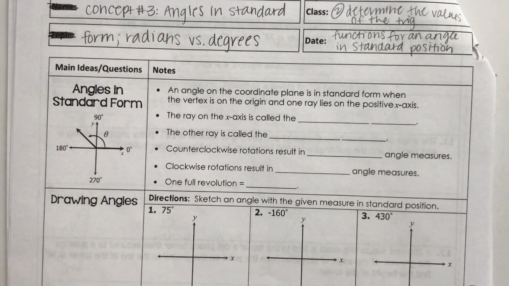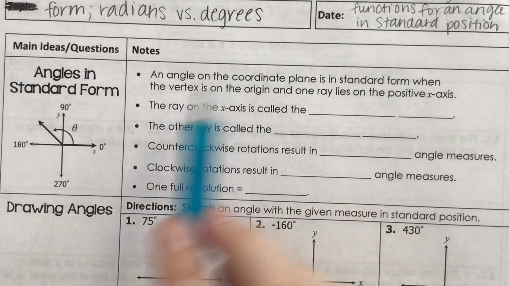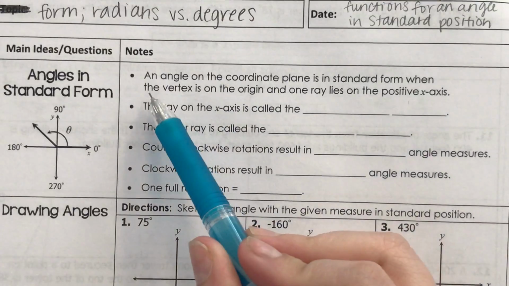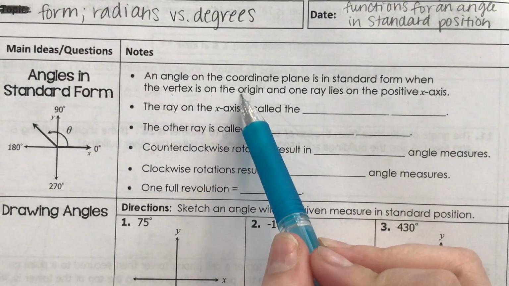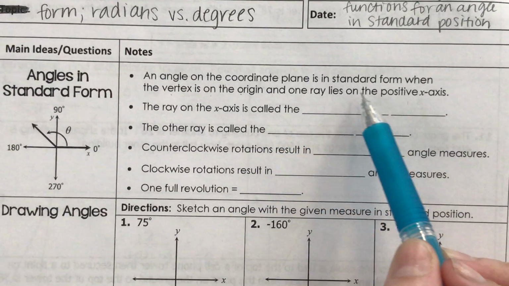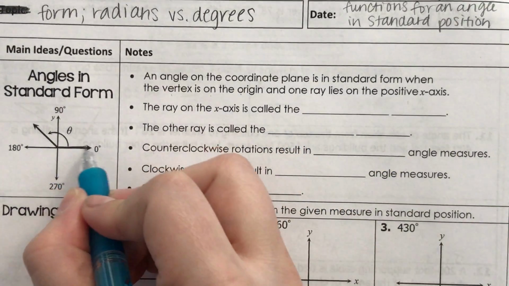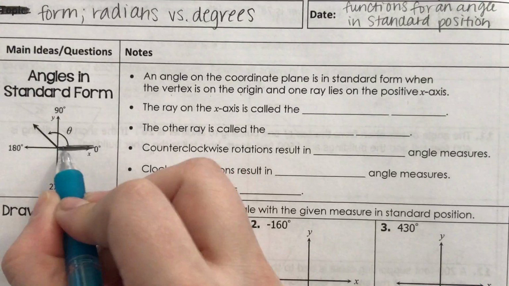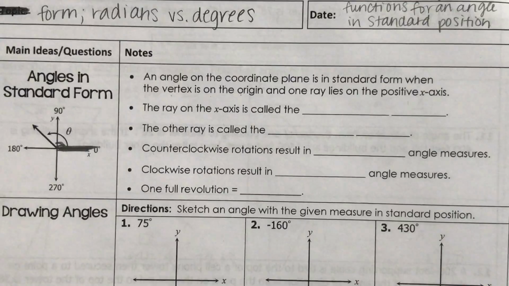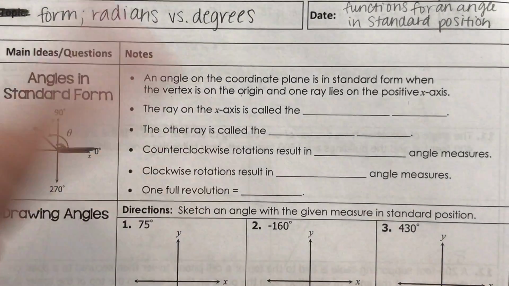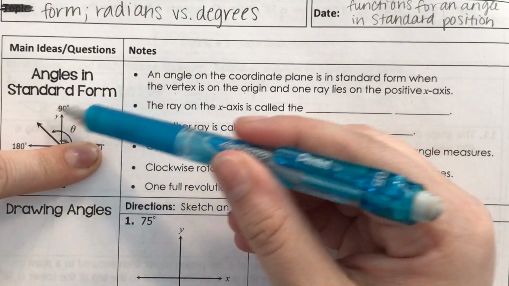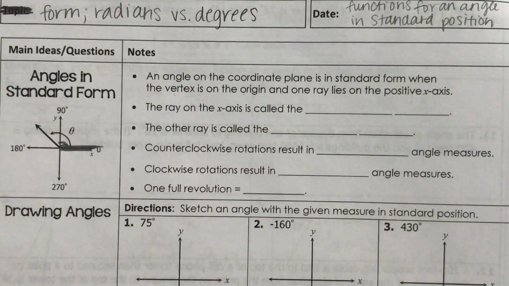So first of all, let's talk about some angles in standard position. An angle on the coordinate plane is in standard form when the vertex is on the origin. Here's the origin. And one ray lies on the positive x-axis. So here's one ray, this is the positive x-axis, and this is the vertex on the origin. It makes kind of like a door hinge. As long as you have one part of that angle on the positive x-axis, it's in standard position.